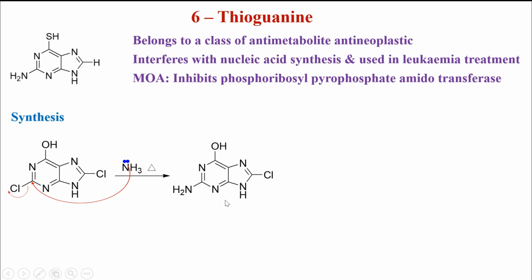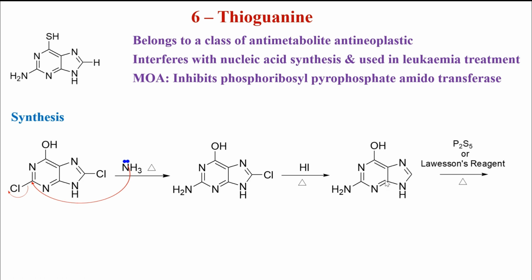Now I treat with hydrogen iodide, strongly heating it. It loses Cl and chlorine gets removed. Now if I treat with phosphorus pentasulfide or Lawesson's reagent, I'll get the corresponding thioguanine. These two drugs are antimetabolite, anti-neoplastic agents containing purine as the basic ring system.